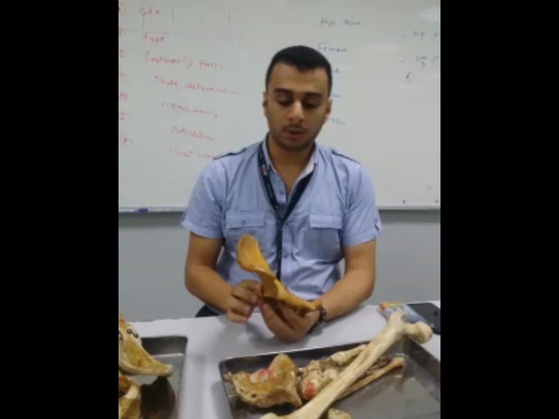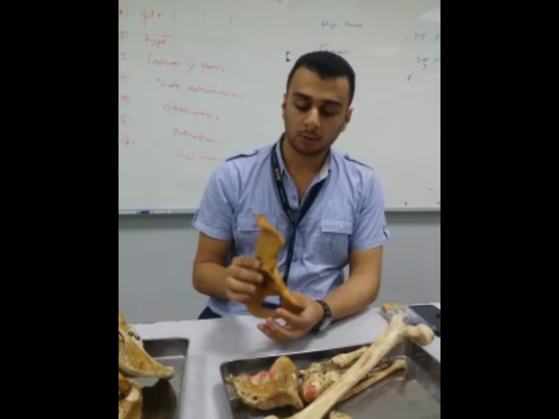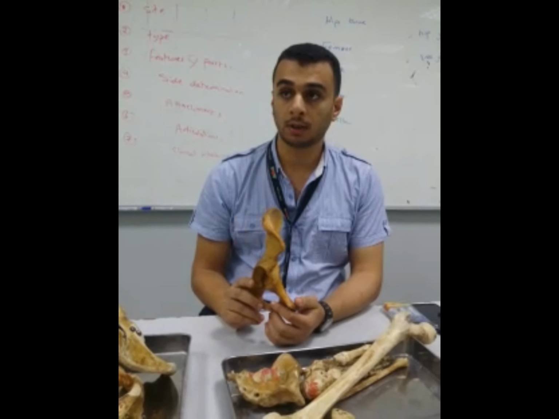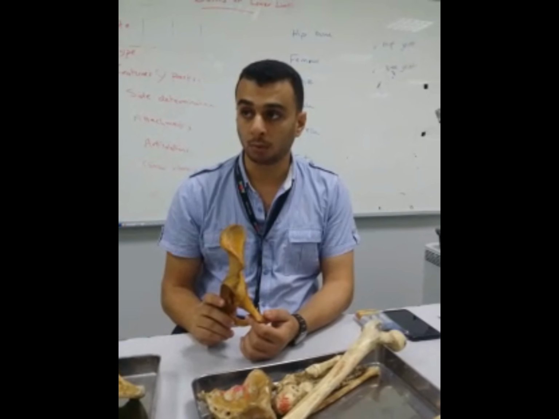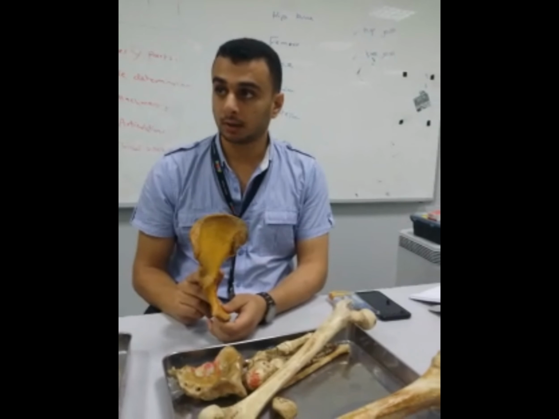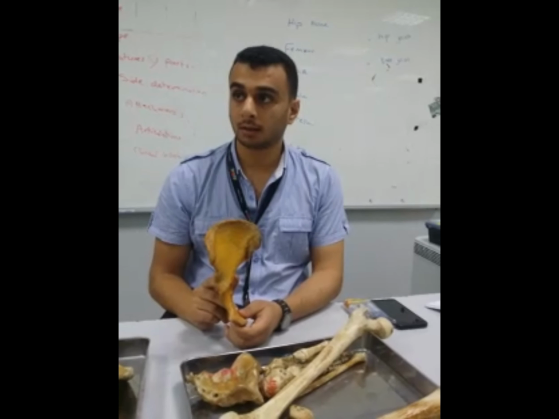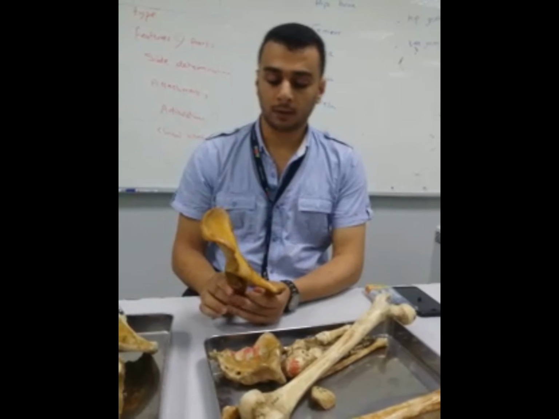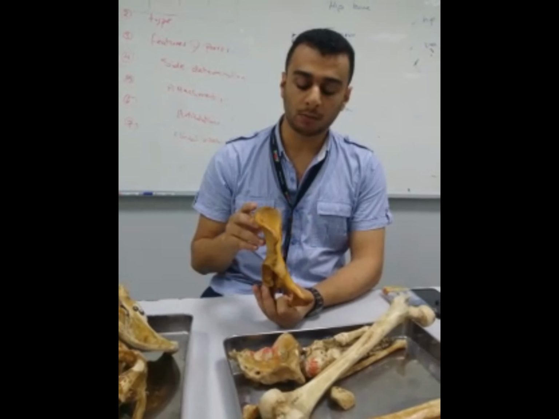So we go for the features of each bone. Before that, we need to know the type of the bone. This one is an example of an irregular bone. Is this bone regular or irregular? Irregular. This bone is located in the pelvis, as we mentioned before.